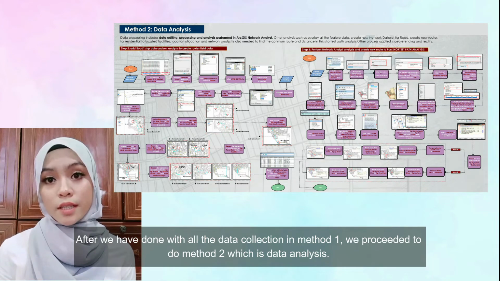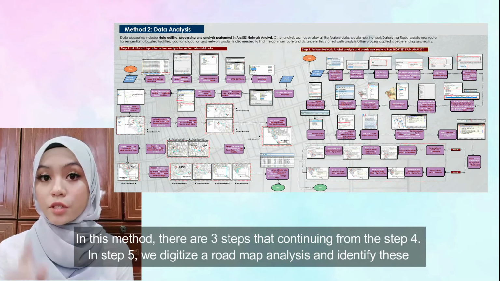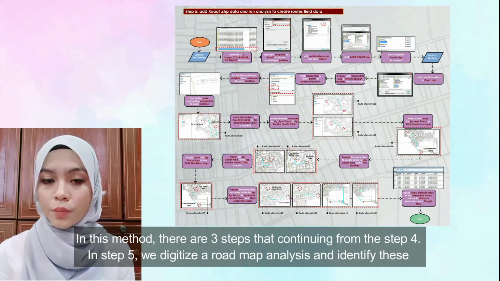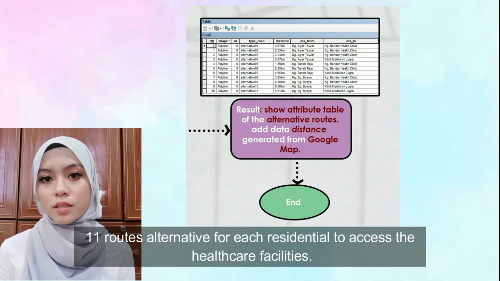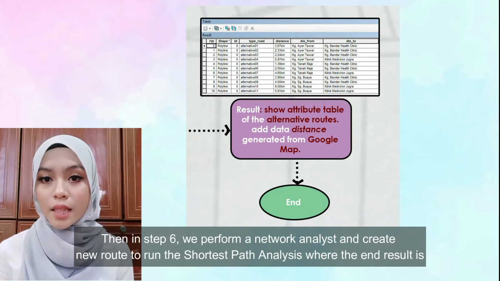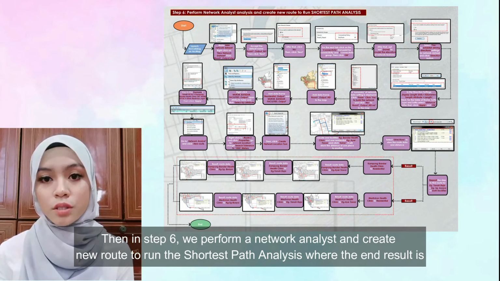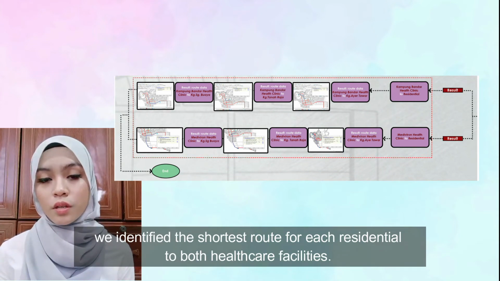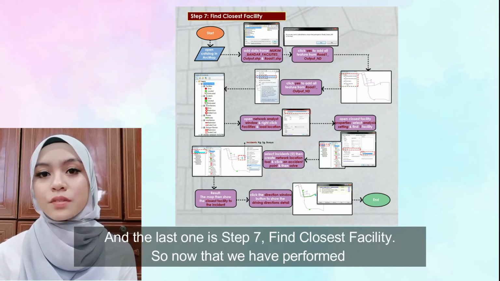After we have done all the data collection in method 1, we proceeded to method 2, which is the data analysis. In this method, there are 3 steps continuing from step 4. In step 5, we digitize a road map analysis and identify 11 alternative routes for each residential area to access the healthcare facilities. Then, in step 6, we perform a network analysis to create a new route to run the shortest path analysis, where the end result is that we identified the shortest route for each residential area to both healthcare facilities. And the last one is step 7, which is find closest facility.